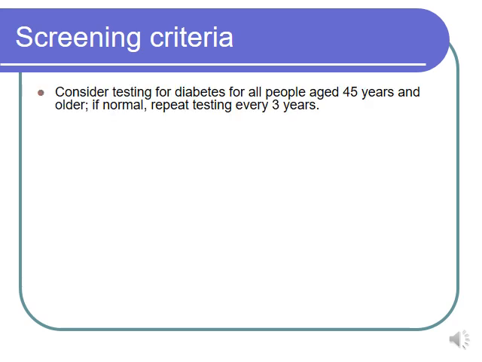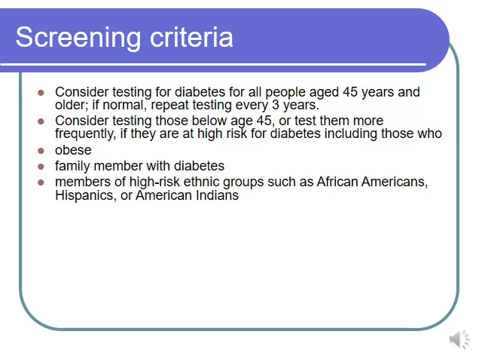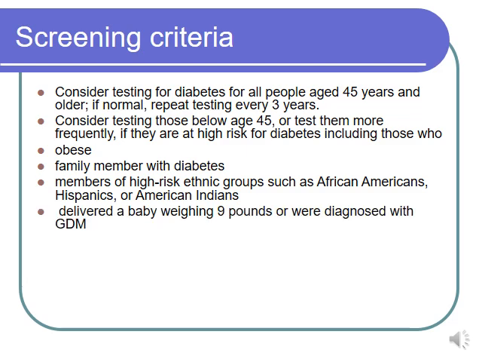So what are the screening criteria? Consider testing for diabetes for all people aged 45 years and older. If normal, repeat testing every 3 years. Test those below age 45, or test them more frequently, if they are at high risk of diabetes, including those who are obese, have family members with diabetes, or are members of high risk ethnic groups such as African Americans, Hispanics, or American Indians, or a female who delivered a baby weighing 9 pounds or was diagnosed with GDM, or who is hypertensive or has a blood lipid abnormality.